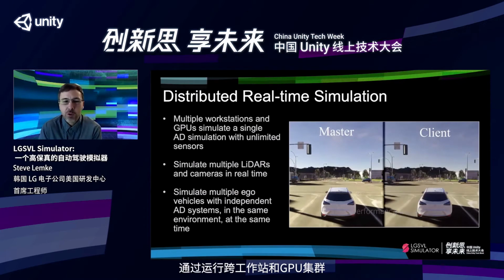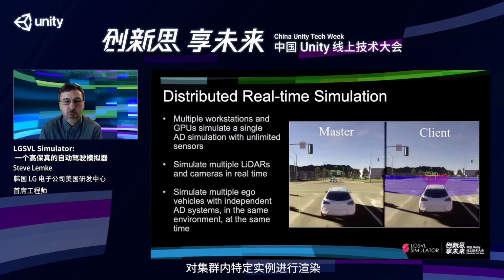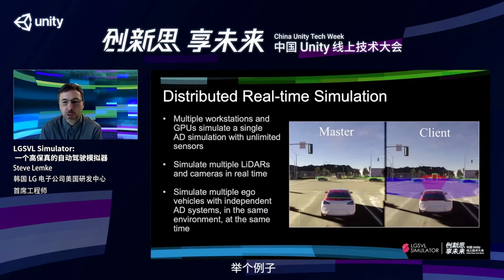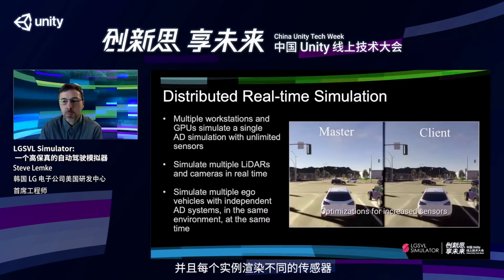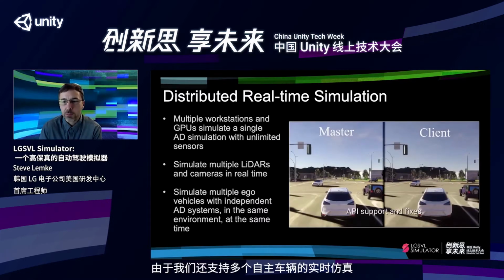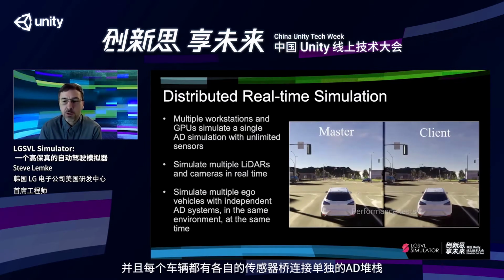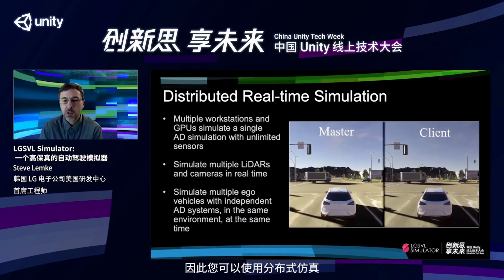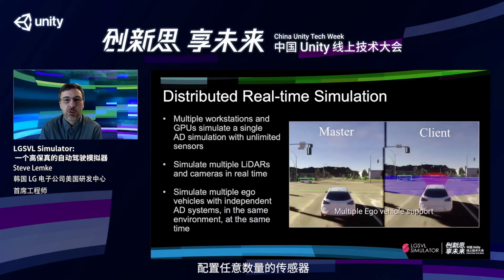By running several instances of LGSVL simulator synchronized across a cluster of workstations and GPUs, we can assign sensors to render on specific instances within the cluster. You can see an example of that here, where two instances are fully synchronized with each other, and each one renders different sensors. Because we also support real-time simulations with multiple ego vehicles, each with their own sensor bridge to a separate AD stack, you can configure as many sensors as you need on each ego vehicle using distributed simulation.